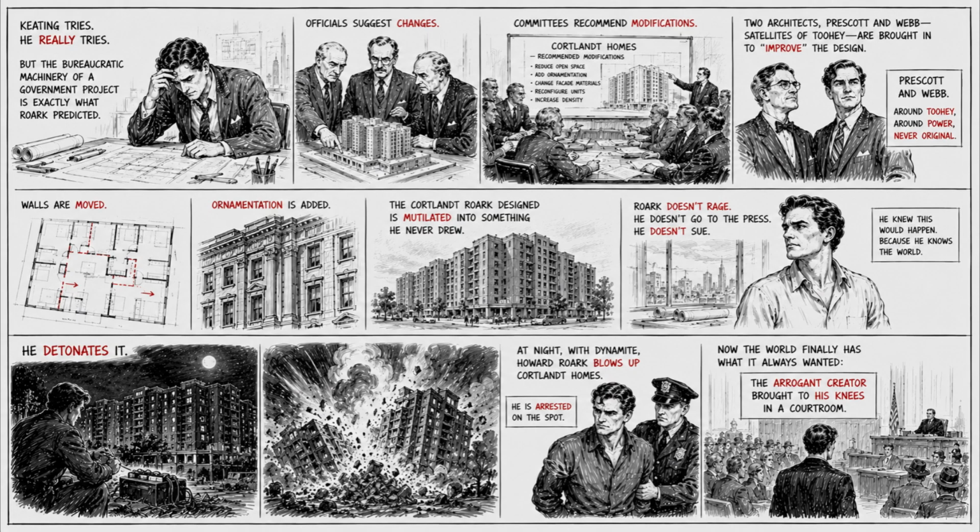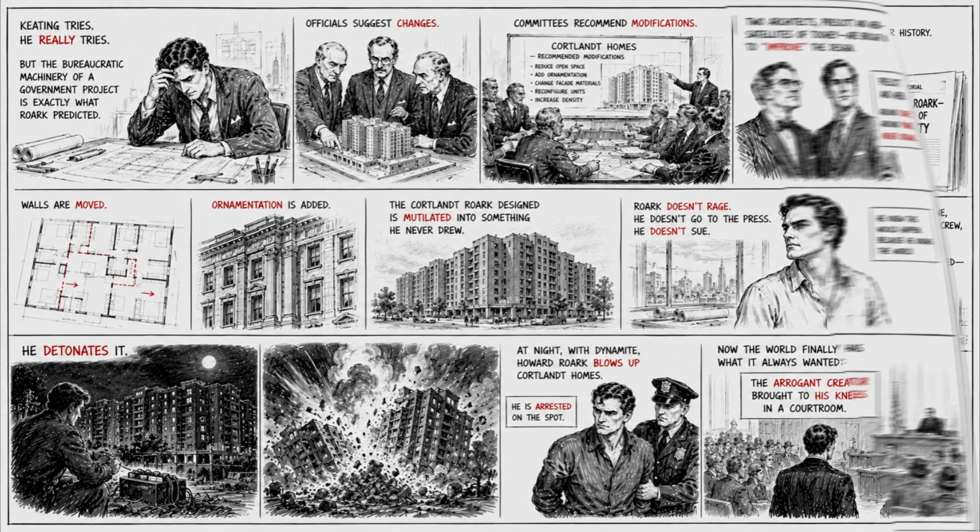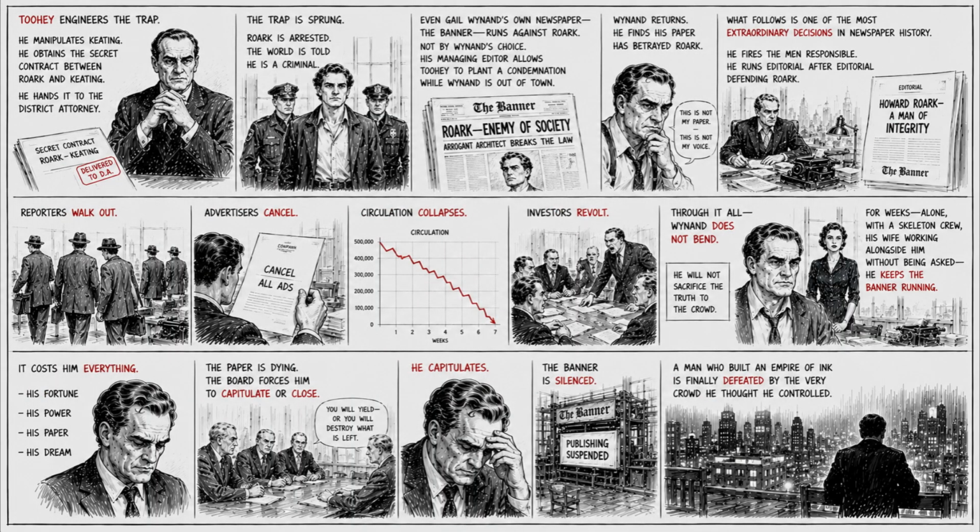The arrogant creator brought to his knees in a courtroom. Toohey, who had engineered the entire Courtland situation to trap Roark, who had obtained the secret contract between Roark and Keating and handed it to the district attorney, is triumphant. Even Gail Wynand's own newspaper, The Banner, runs against Roark. Not by Wynand's choice. His managing editor allowed Toohey to plan a condemnation while Wynand was out of town.